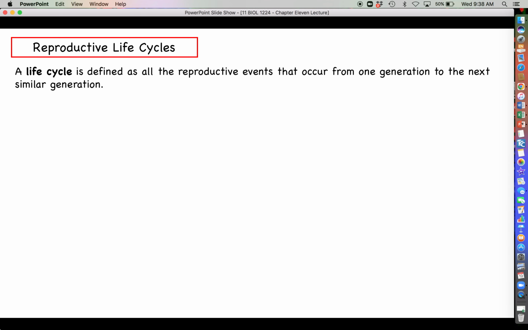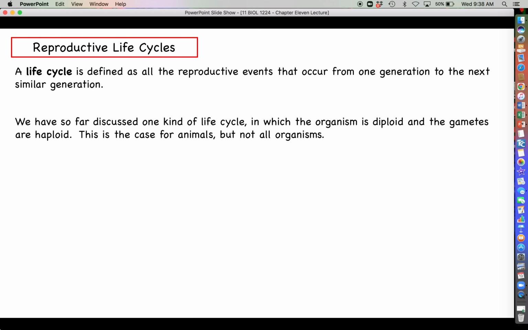So let's go ahead and define something new here. A life cycle is defined as all the reproductive events that occur from one generation to the next similar generation. Now, again, if you're looking at this from a human point of view, that may seem like just about the most obvious thing in the world, but especially when we look at plants, you're going to see that a life cycle may include more than one generation. So we'll talk about that.